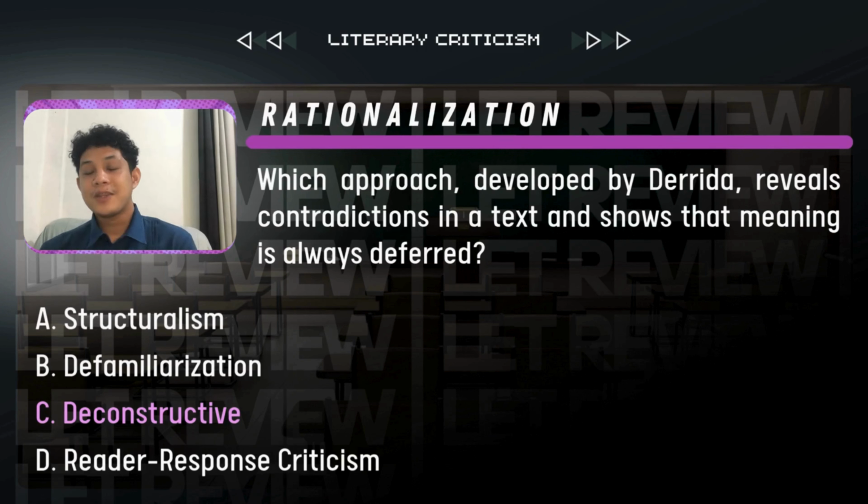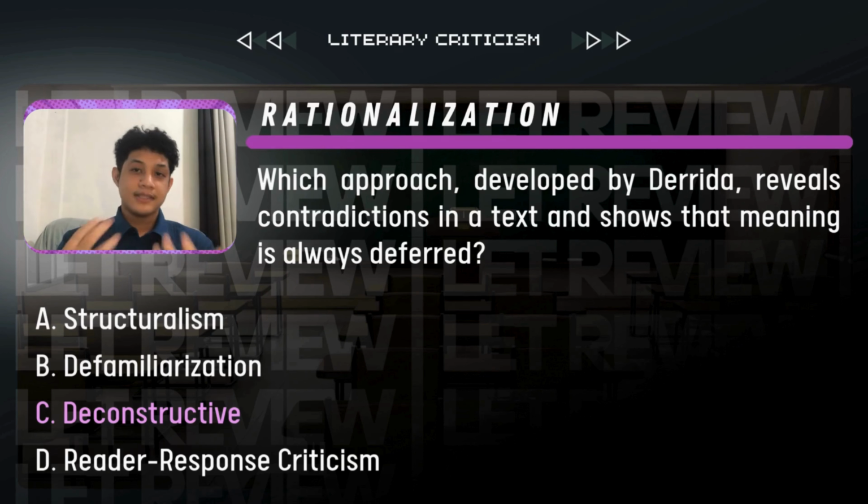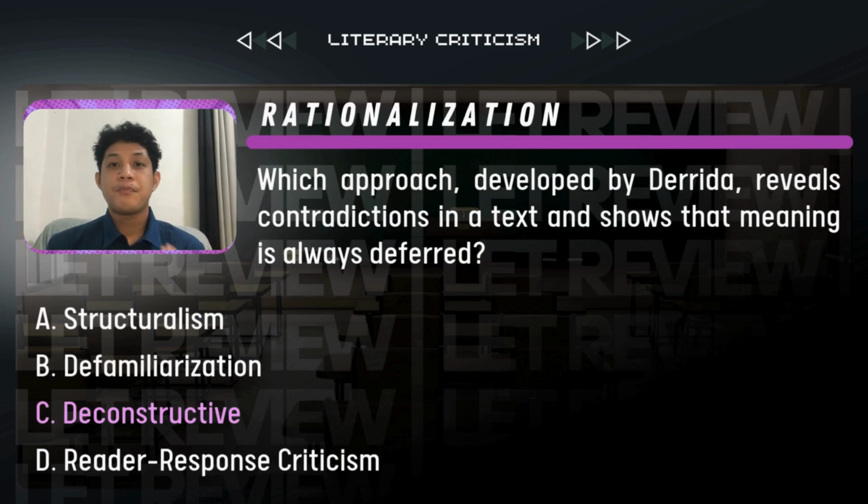Okay, for the last one, we have letter B, defamiliarization. What is the meaning of defamiliarization? It refers to the process by which literature makes familiar objects, experiences, or ideas appear new or strange. And that kind of concept is not developed by Derrida. So overall, the best answer for this question is C, deconstructive, because the question focuses on what Derrida developed, and Derrida developed deconstructive criticism.